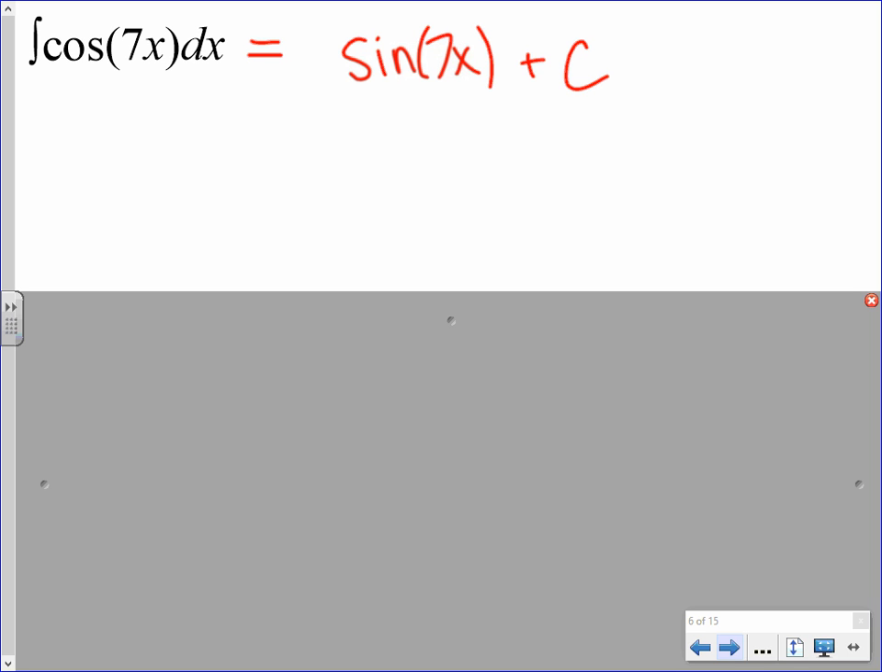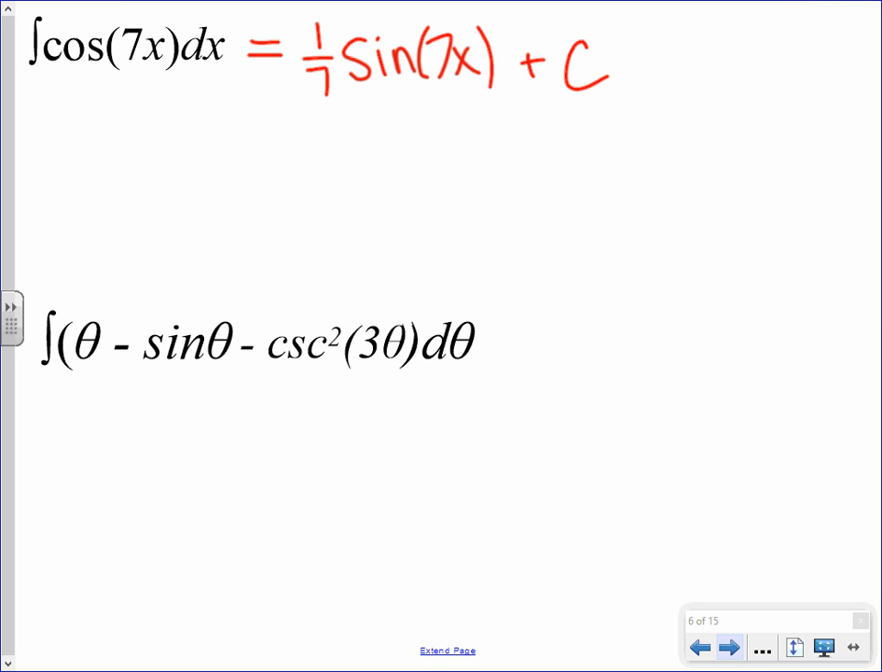We have to account for, if we were to take the derivative, we would have to multiply by a 7 to get back. So we're going to have to multiply by a 1/7 to ensure that when we take the derivative of our answer, we get back to what's inside our integral. Go ahead and write this one down.